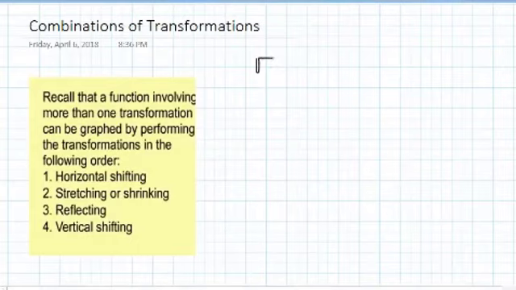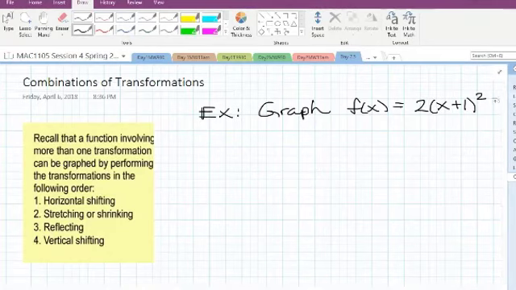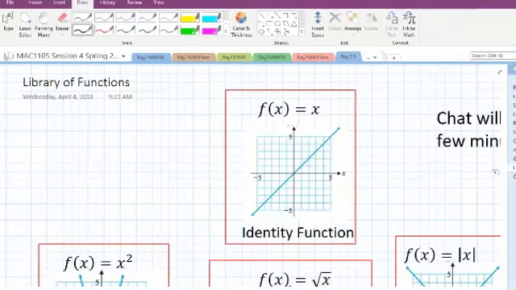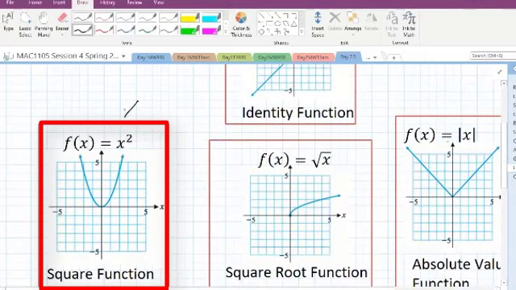So for example, what if I asked you to graph f of x equals 2 times (x plus 1) squared? Since I'm not just giving you the graph, but I'm giving you the equation and expect you to know the parent function, the first thing you would need to do is to identify which parent function from our library of functions. So the key here is the square, right? So if I look at my list of functions from my library of functions, we know that it must be a variation on this function, x squared.